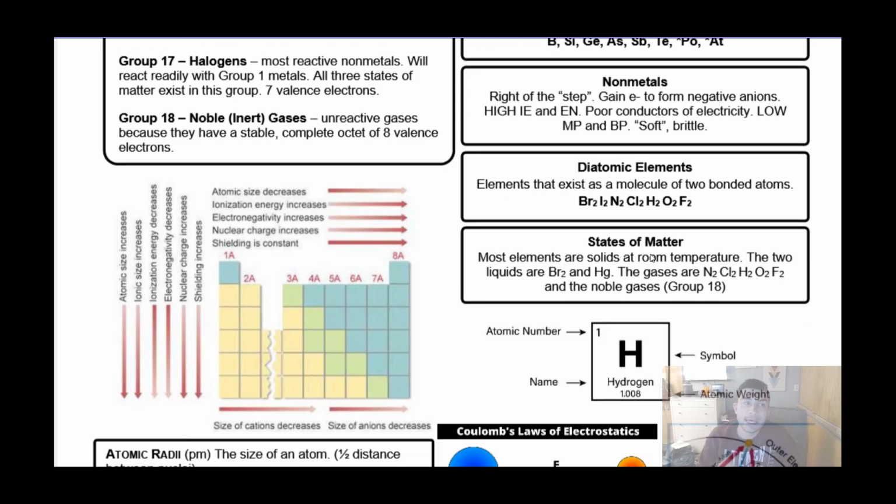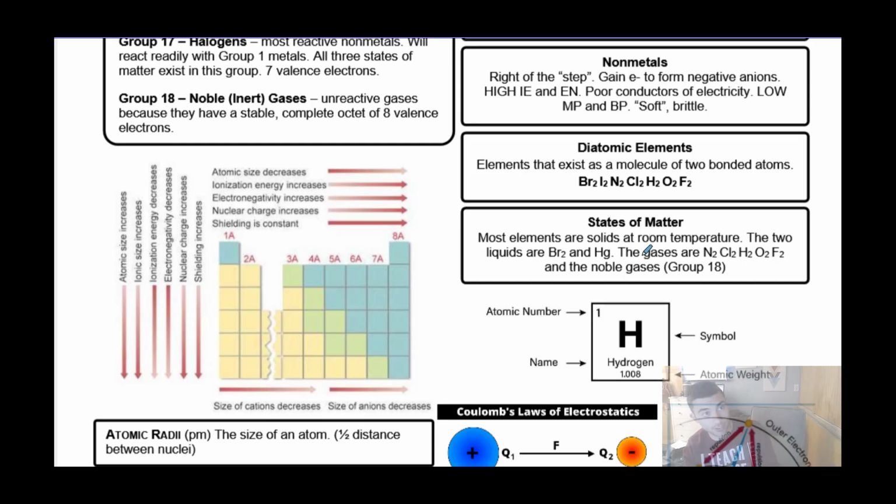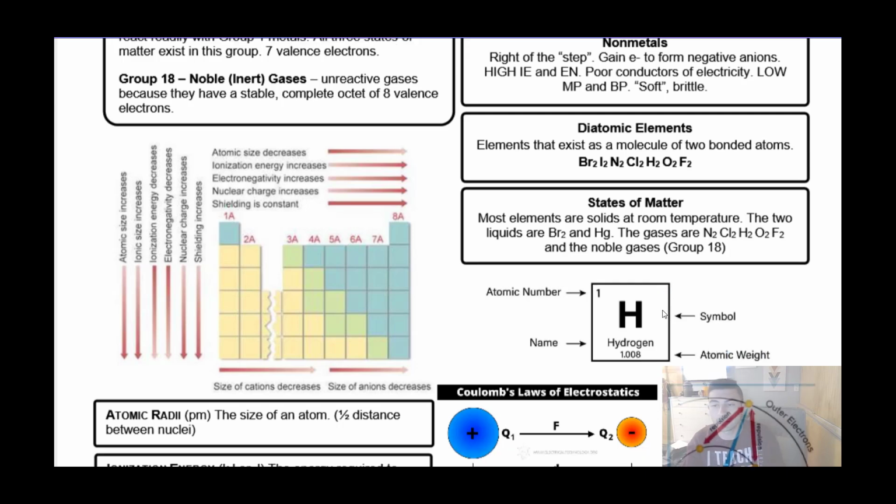There are 7 really important elements to know as being diatomic, meaning they exist as 2 of their atoms bonded together in a molecule. Those are the Brinkelhoff elements: bromine, iodine, nitrogen, chlorine, hydrogen, oxygen, and fluorine. You should be familiar with the states of matter of all the elements at room temperature. Most of them are solids. There are 2 liquids. The metal liquid is mercury, the nonmetal liquid is bromine, and then we have the gases, which are the noble gases, plus nitrogen, chlorine, hydrogen, oxygen, fluorine. Everything else is a solid. So if you know the liquids and gases, you know the solids.